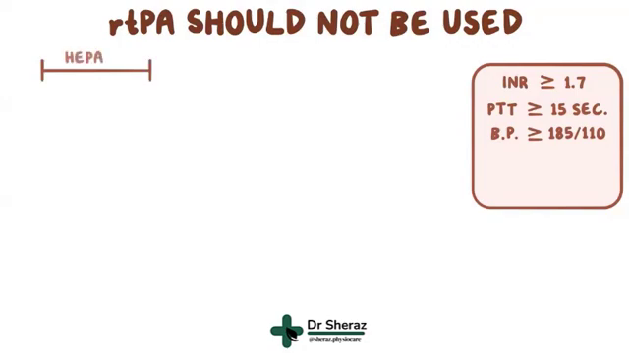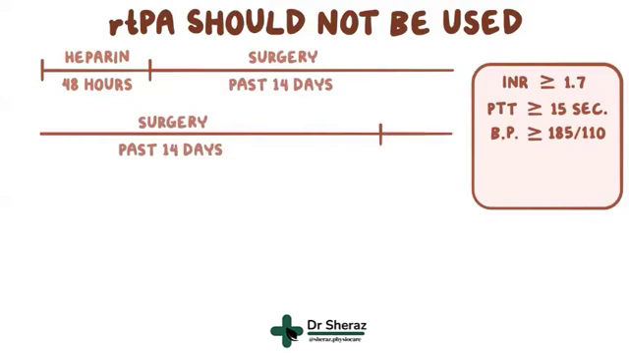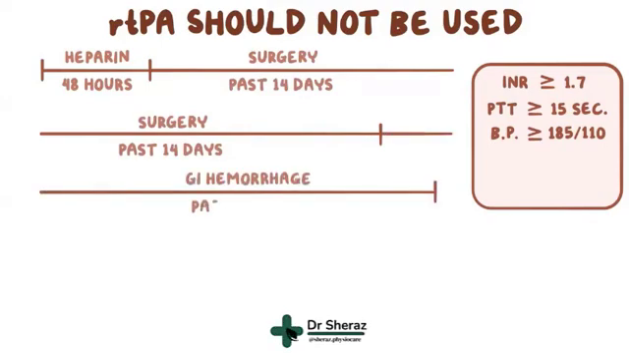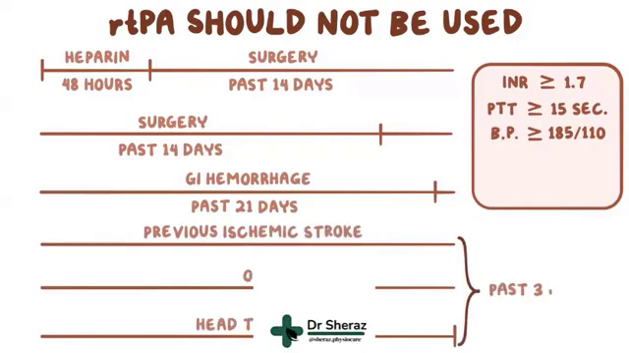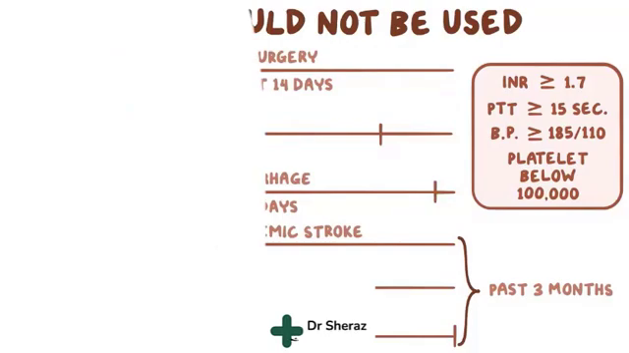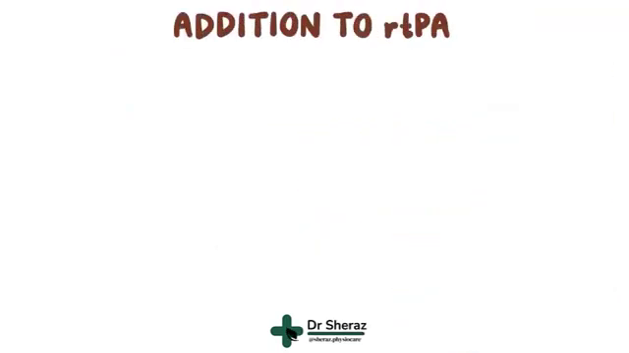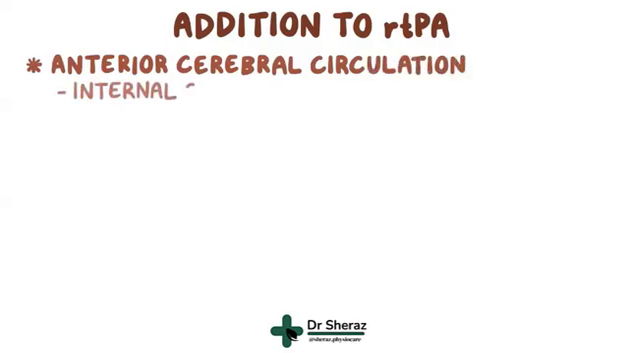above, has gotten heparin in the last 48 hours, has had surgery in the past 14 days, has had gastrointestinal hemorrhage in the past 21 days, has had a previous ischemic stroke or head trauma within the past 3 months, or if they have a high risk of hemorrhage, like having a platelet count below 100. Finally, if RTPA is given to an individual, an aspirin should be given 24 hours afterwards to avoid an increased risk of bleeding.